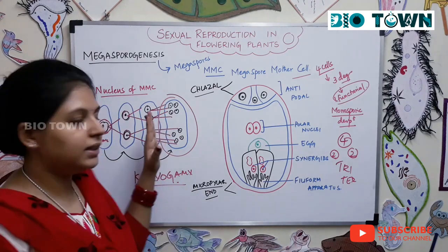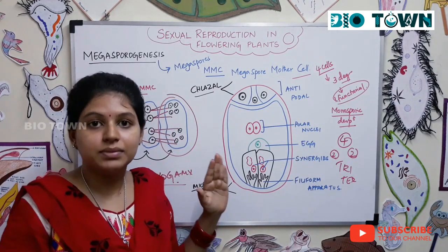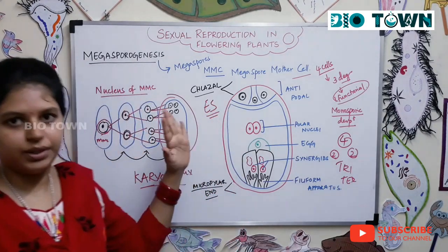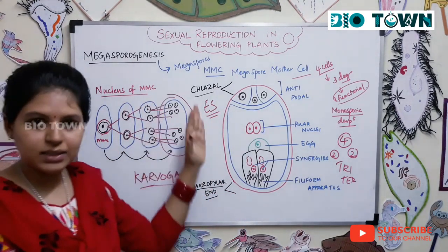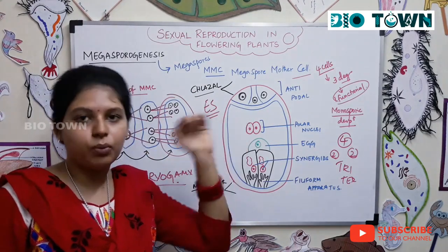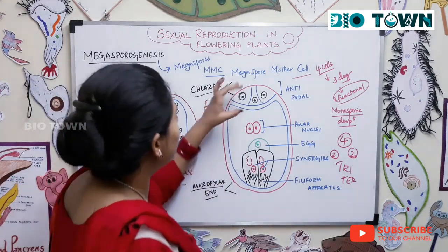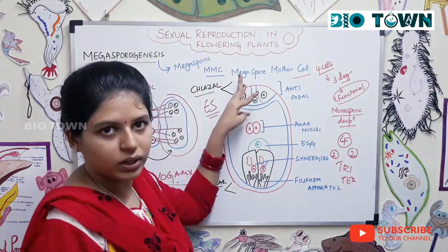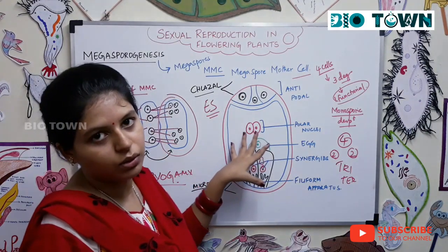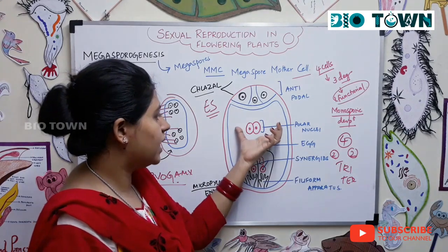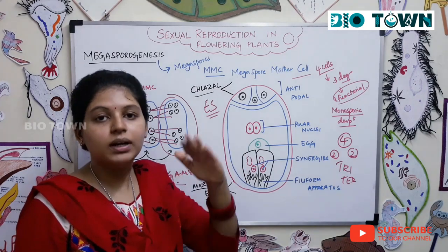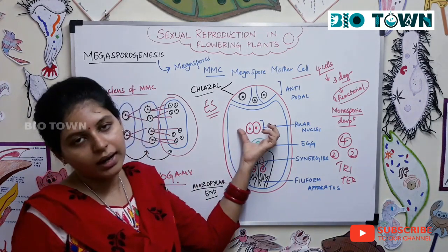Now how exactly this eight nuclear stage assembles itself inside the embryo sac is what we are going to talk about today. This ovule has two poles, the chalazal pole and the micropylar pole. At the chalazal pole, three nuclei go and attach. At the micropylar pole, the other three nuclei go and attach. And in the middle of the cell, you have the polar nuclei. All the nuclei are surrounded by cell wall except the polar nuclei.